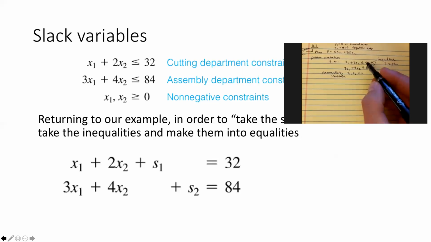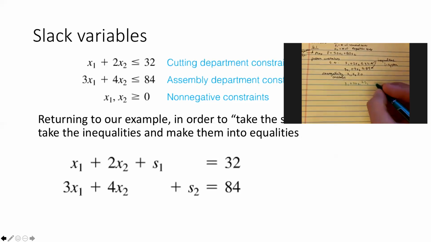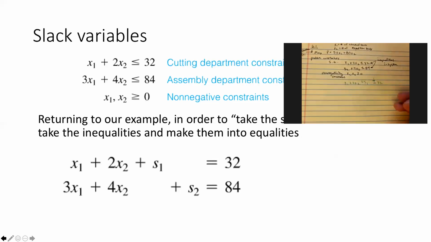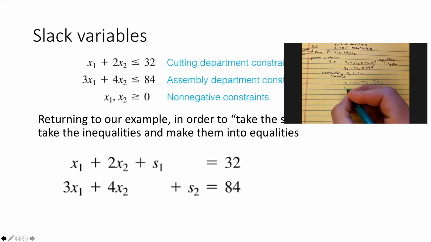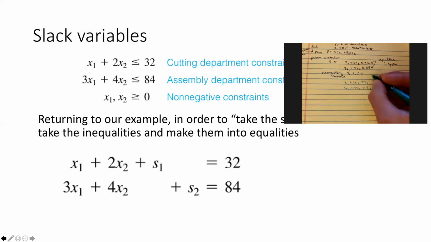Basically, what you do with these is add something called the slack variable. So in the x1 plus 2x2, we're going to add s1 to it. That makes the constraint binding instead of being less than or equal to, and that's why it takes the slack out of it. It'll be the same for the other one: 3x1 plus 4x2 plus s2. Notice it can't be s1, it's s2. It's its own slack variable for the other constraint, equals 84. Again, we took the slack out, hence why it's called a slack variable.